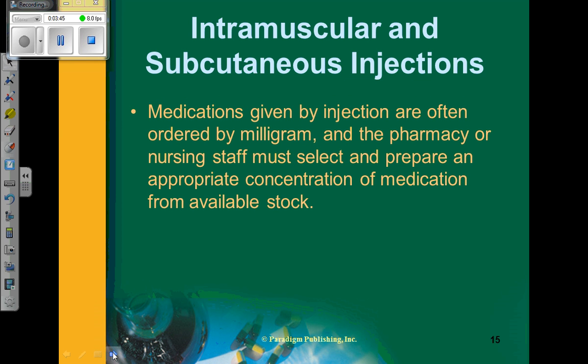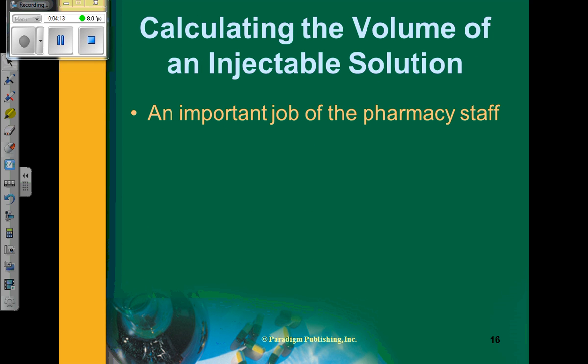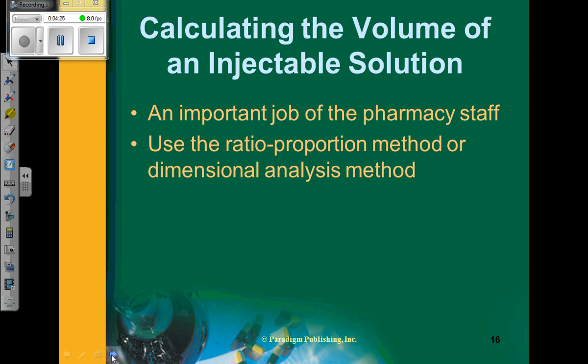Medications given by injection are often ordered by milligram, and the pharmacy or nursing staff must select and prepare an appropriate concentration of medication from an available stock. The calculation is similar to the method used for calculating liquid oral solutions. We're going to use the ratio proportion to solve these problems, or you can also use the dimensional analysis method. Calculating the volume of an injectable solution is a really important job of the pharmacy staff, and you can use whichever method is easiest for you.